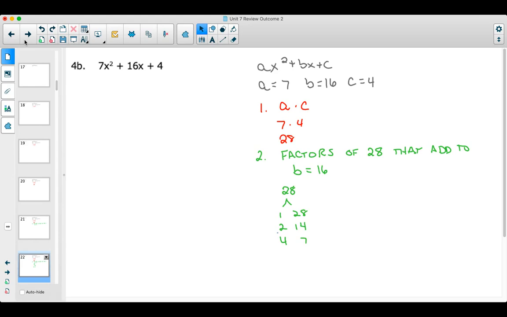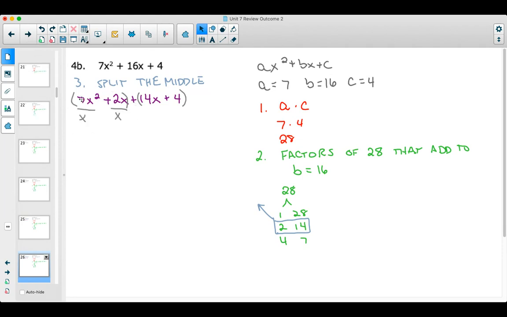Looks like 2 and 14 add up to 16, so that's what I'm going to use to split the middle, because again, a is not 1. I have 7x squared, then I have 2x from here, 14x also from here, and then 4. And again, 2 plus 14 does add up to 16. Again, I'm going to split the problem into two parts and find my GCF. My GCF for this first half is going to be x. That's the only thing I can divide both of those by. And for the second half, I have 2. I can divide both of those evenly by 2.